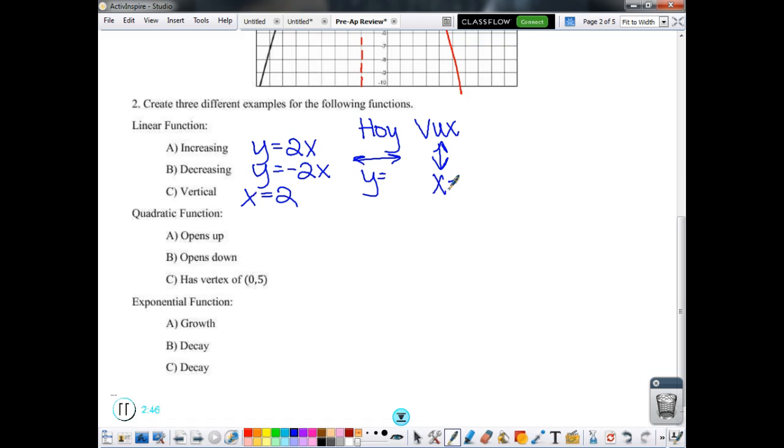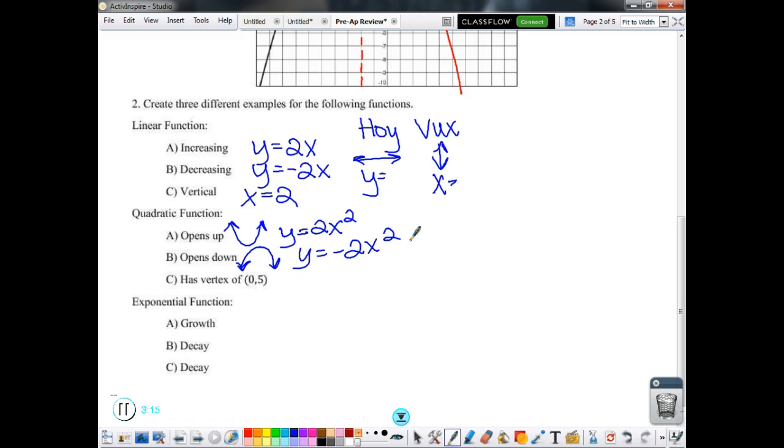So quadratic function, we talked about, opens up is like this, and that's when a is what? A is positive, right? So y equals 2x squared would be an example, as long as the number in front of the x squared is positive. So opens down means the coefficient of x squared is negative. So y equals negative 2x squared.